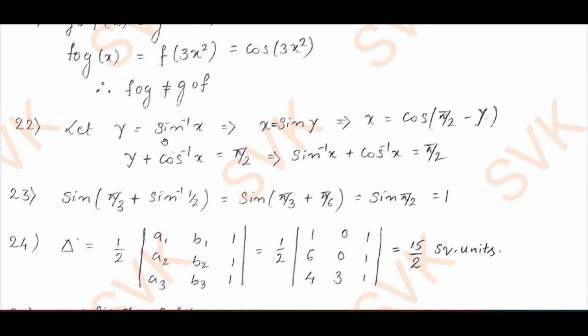Question number 22. Y equal to sin inverse x, so x equal to sin of y. The value of x can be written as cos of π/2 minus y. So from that we can find out y plus cos inverse x is equal to π/2. So from that I am going to find out y is what? Sin inverse x. Substitute that. Sin inverse x plus cos inverse x is equal to π/2.